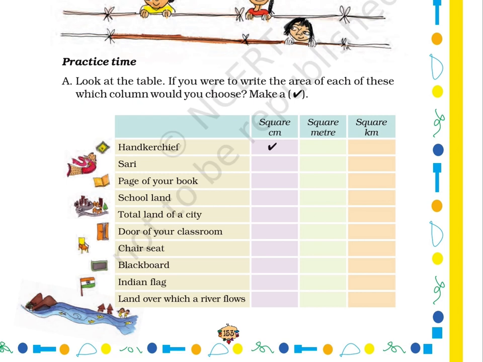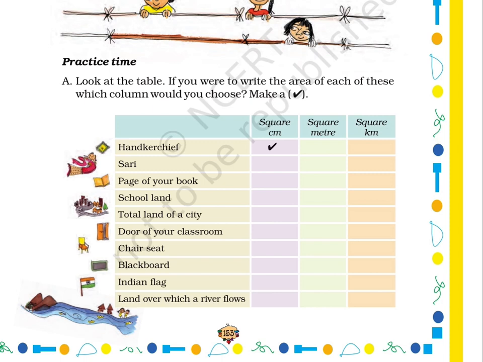Column 1 gives us all the items: handkerchief, sari, page of your book, school land, total land of a city, door of your classroom, chair seat, blackboard, Indian flag, land over which a river flows.